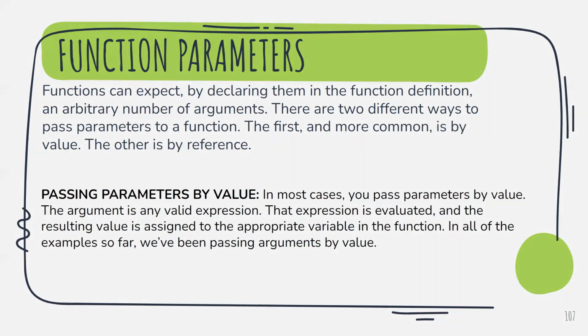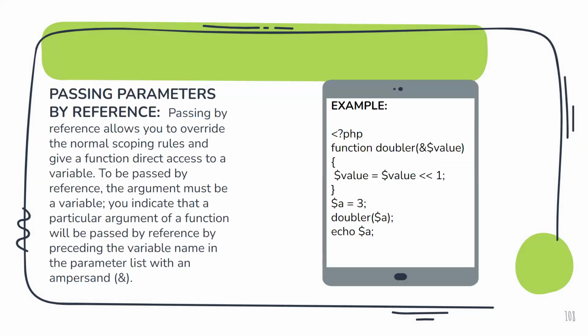Now we'll see passing parameters by reference, where we use the ampersand symbol in order to refer to a particular variable's address. Passing by reference allows you to override the normal scoping rules and give a function direct access to a variable. If you pass by reference, the argument must be a variable. You indicate that a particular argument of a function will be passed by reference by preceding the variable name, as we discussed, using the ampersand symbol.